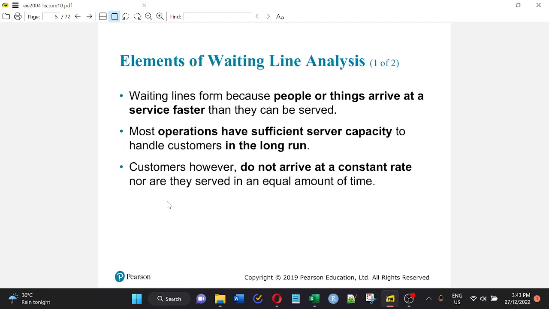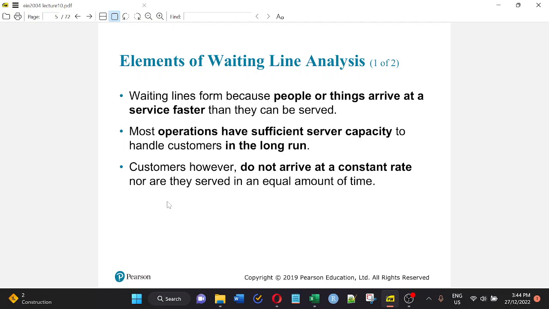Most operations have sufficient server capacity to handle customers in the long run. We believe so, because otherwise the queue will get longer and longer, and you would never be able to serve all the people or all the products. Customers, however, do not arrive at a constant rate, nor are they served in an equal amount of time.